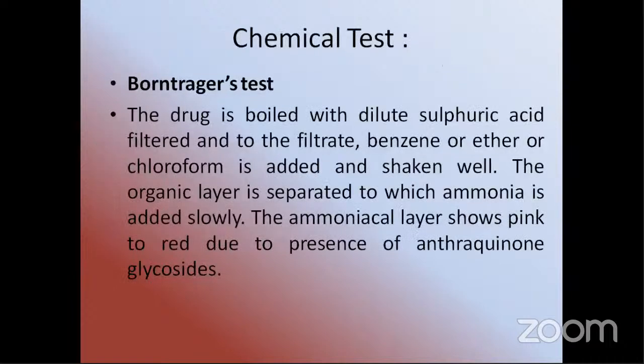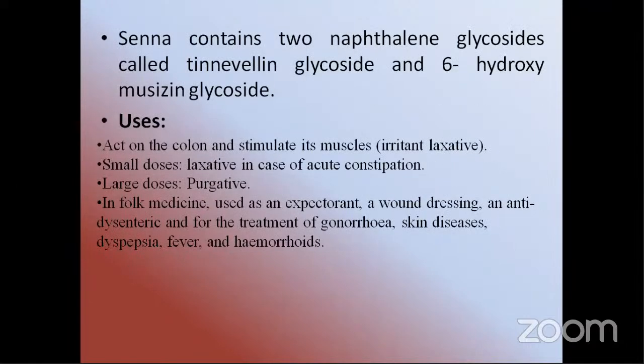Next is the adulterants and substituents. The main adulterants of senna are dog senna, Palthi senna, and Arabian senna. One of the important points in senna is the difference between the Alexandrian senna and the Indian senna. This can be distinguished on the basis of the microscopical characteristics, which I will provide you in the classroom notes.